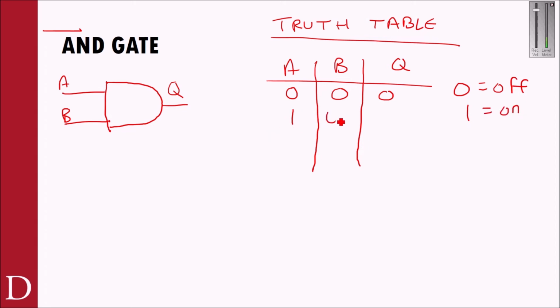And if I get a 1 and a 0, again, I need both. I need both of these to be on. I'm going to get an output of 0. And if I get a 0 and a 1, I'm going to get an output of 0. The only way I'm going to get an output of 1 is if both of them are on, in which case I'm going to get an output of 1.